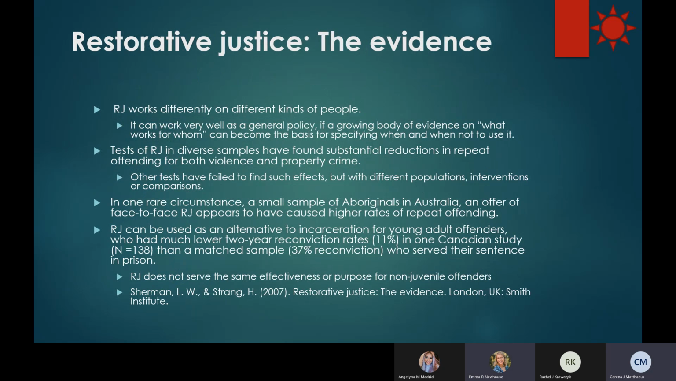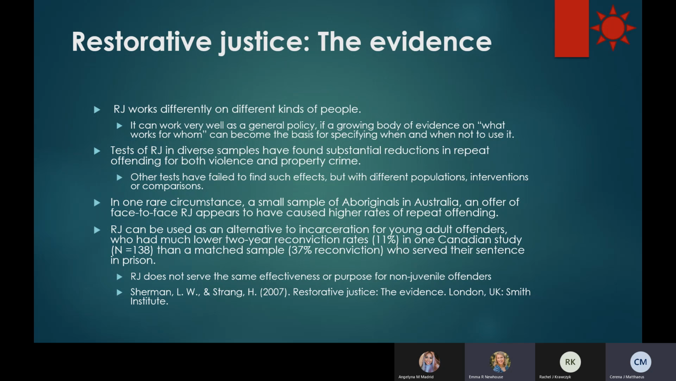And then my final article is Restorative Justice, the Evidence. And this study really just proved that restorative justice works differently on different kinds of people, very similar to the first article that I had. It can work very well as a general policy if a growing body of evidence on what works for whom can be used as the basis for specifying when and when not to use it.